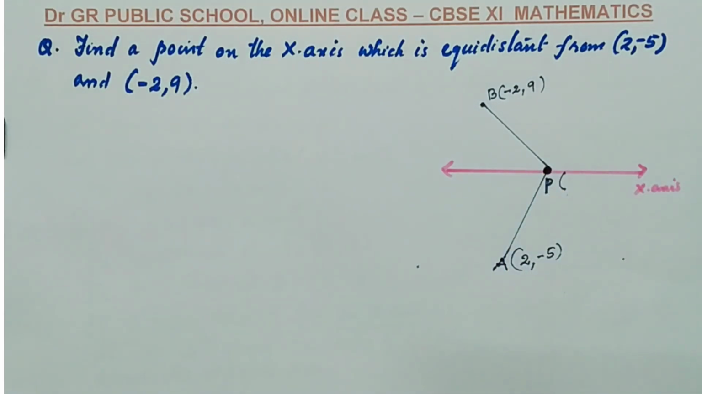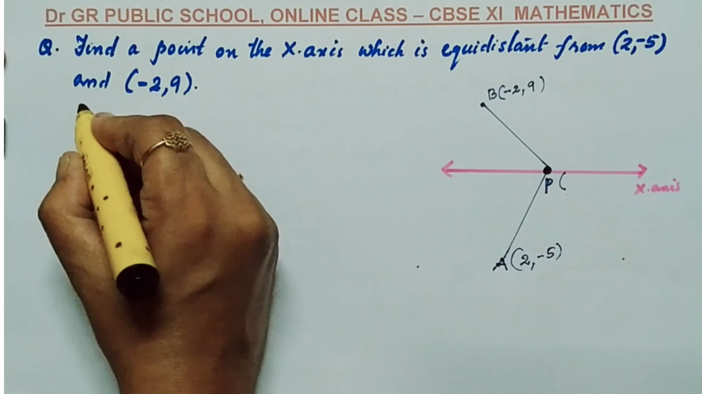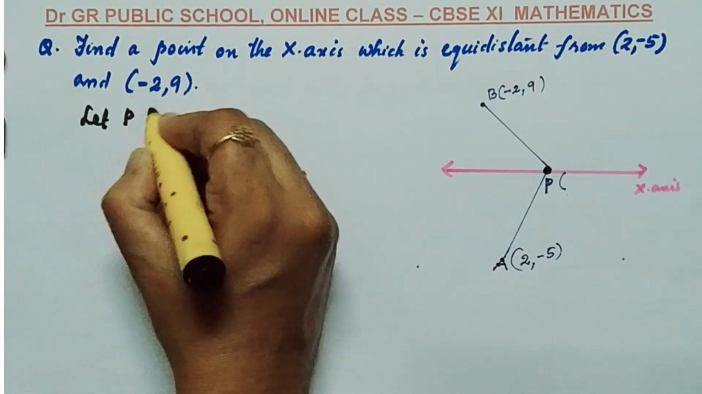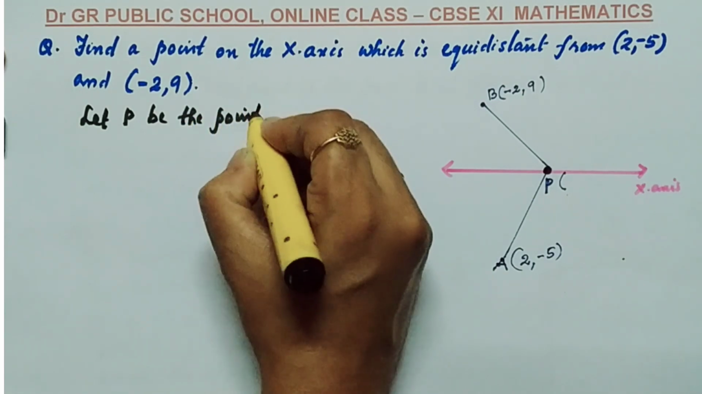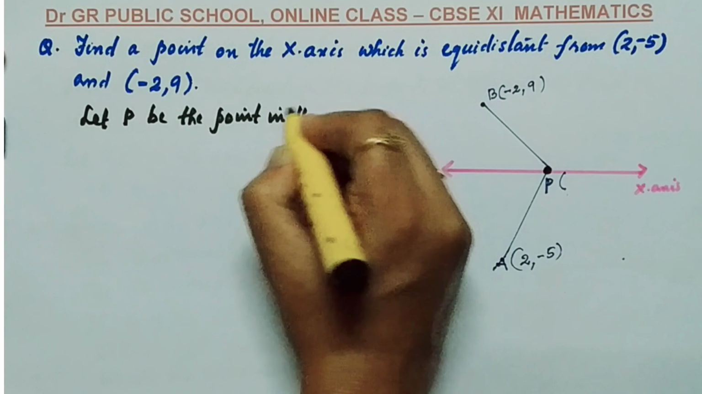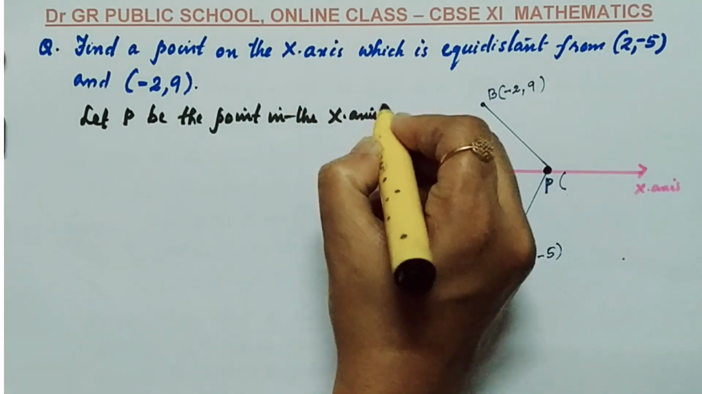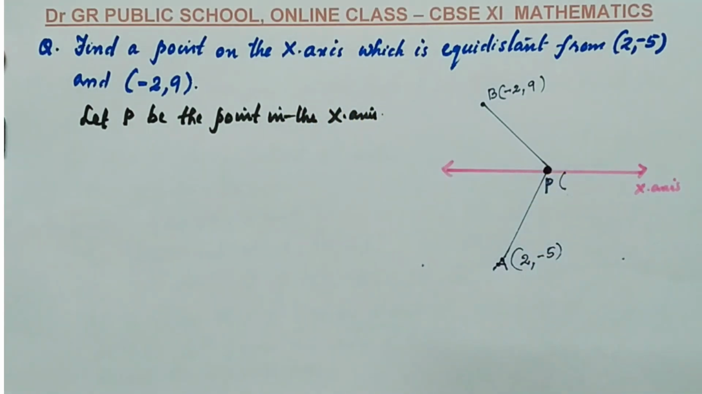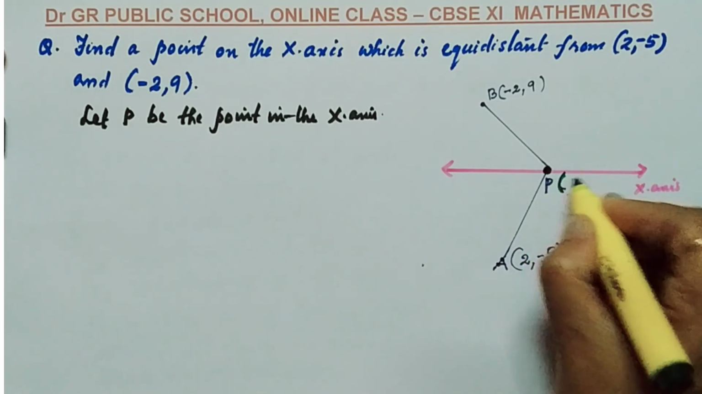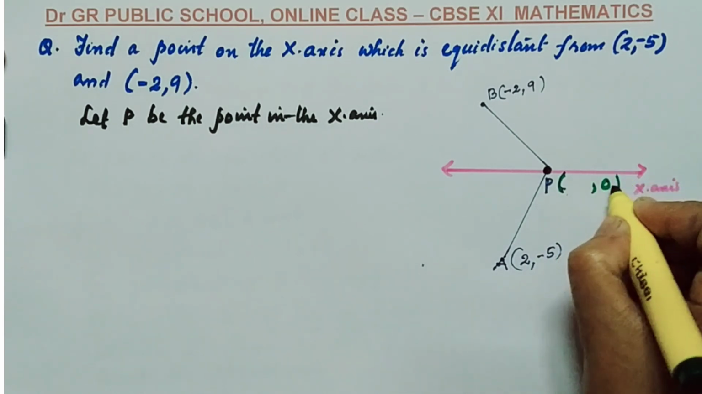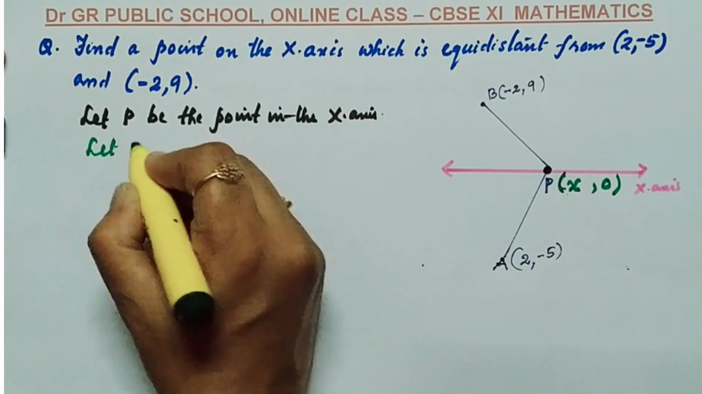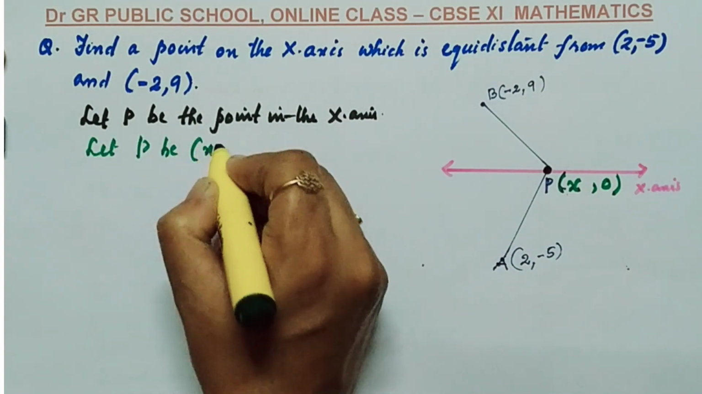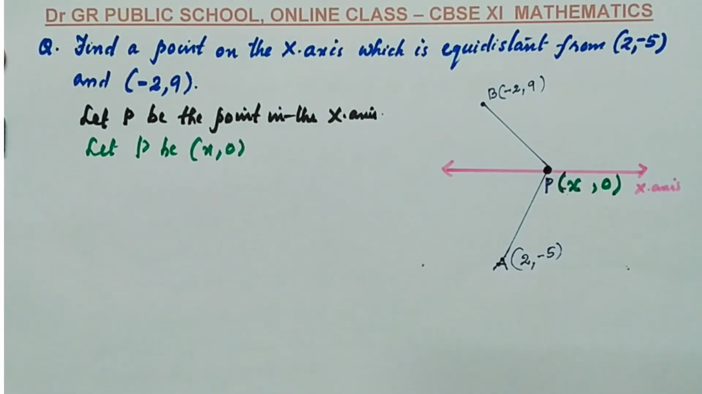So, let P be the point on the x-axis. You know that any point on the x-axis has its y-coordinate 0. So I am going to take the coordinates of the point P as y-coordinate 0 and let the x-coordinate be x. Let P be (x, 0).